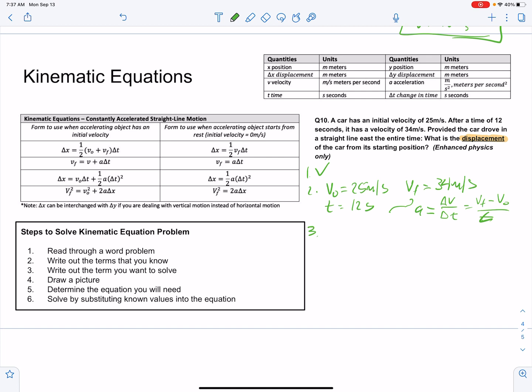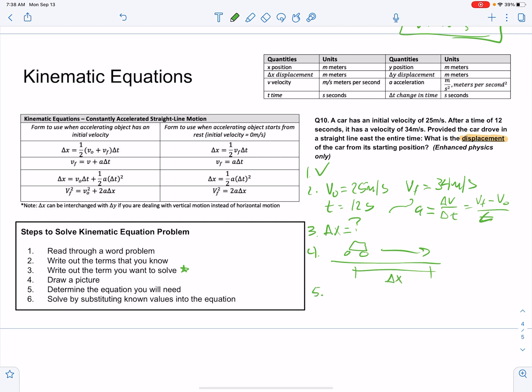Step 3, let's take a look. It says, write out the term you want to solve for, delta x. Okay, so let's see if there's an equation in just a minute. After we draw, let's draw our diagram. All right, our car is just moving down. We want to find his delta x over that interval.